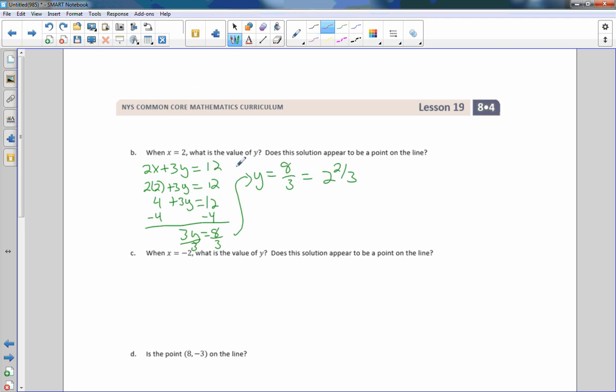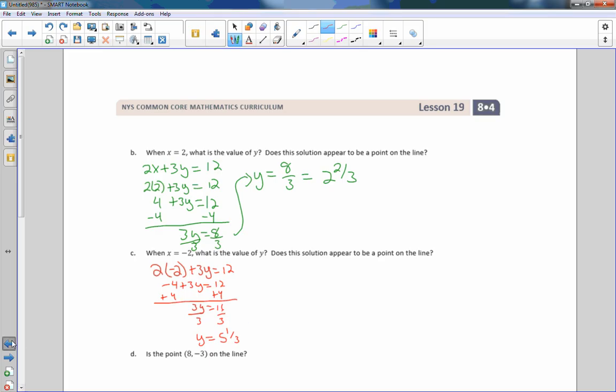Now it says when x equals negative 2, what's the value of y? So now I'm going to use this equation again. 2 times x equals negative 2 plus 3y equals 12. Negative 4 plus 3y equals 12. Add 4, add 4. 3y equals 16. Divide by 3, and y equals 16/3. 3 goes into 16 5 times with a remainder of 1. So the answer is y equals 5 1/3.